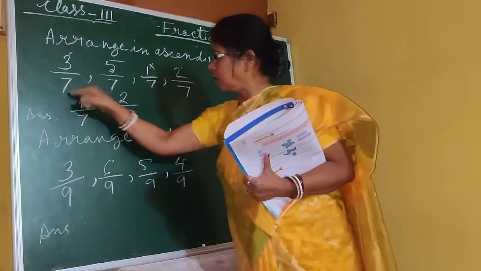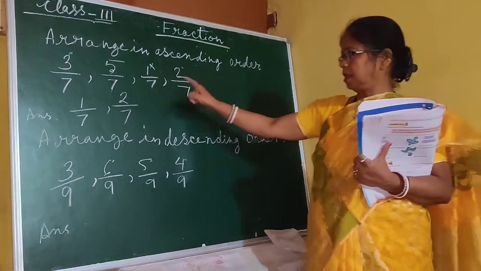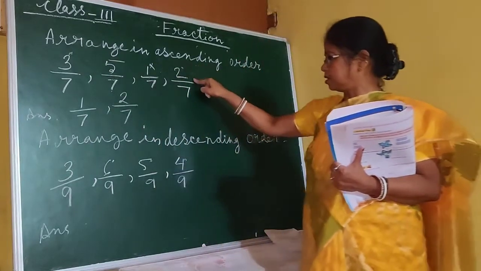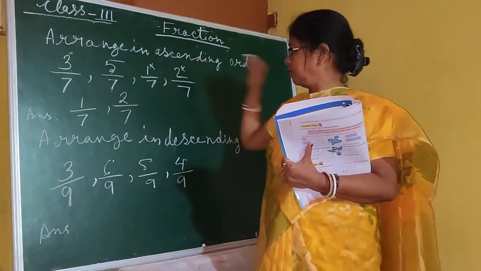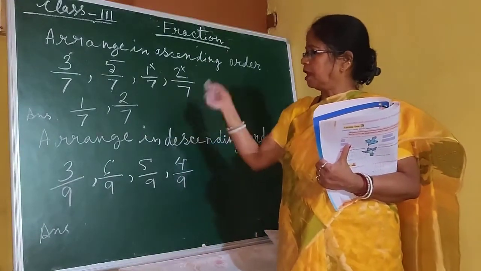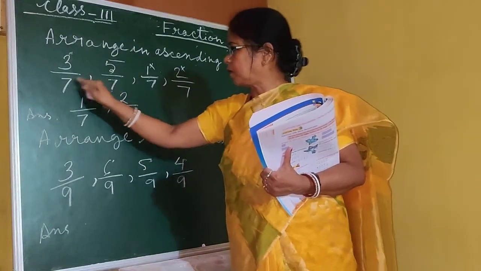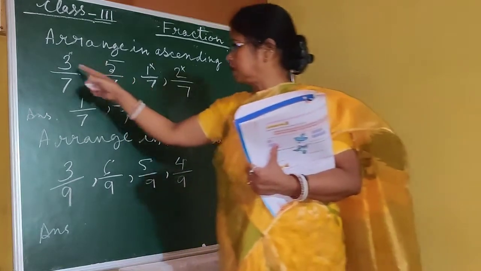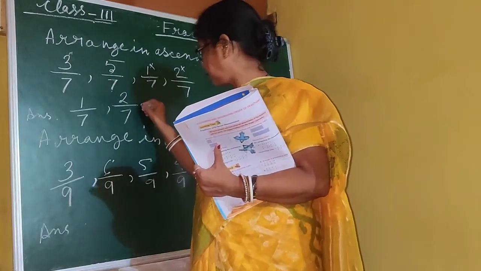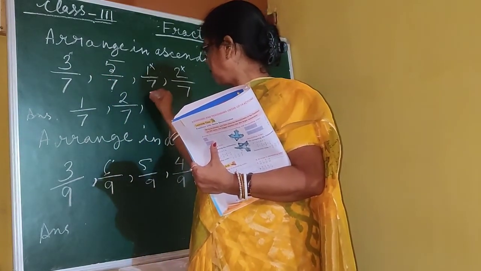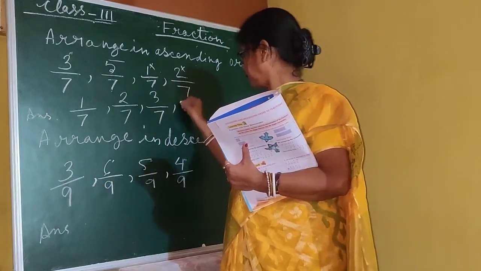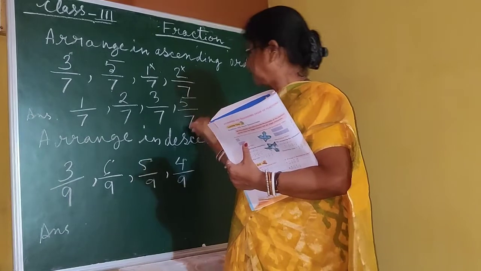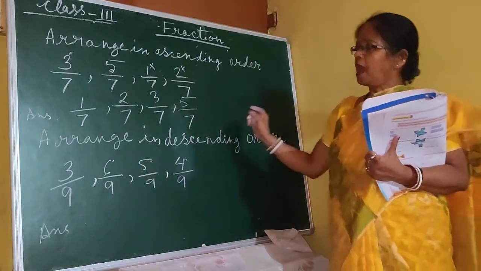Of these three you compare. Of these three fractions, this is the second smallest, so the second number is 2 by 7. This one is also finished, you can give a cross. Then of these two, 3 by 7 is the smallest. 3 by 7, then 5 by 7. So this is the answer.